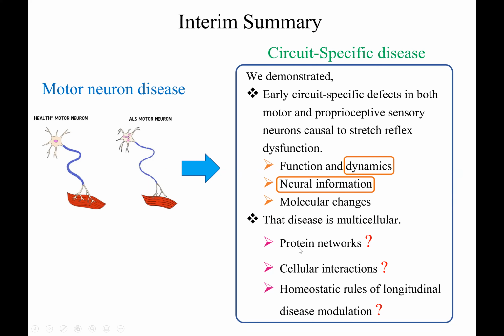There are many questions that have arisen from these studies and many other similar studies. These have to do with understanding the protein networks, the cellular interactions, and also, once again, discovering the homeostatic rules of how disease modulates the nervous system in a longitudinal manner. These are all question marks because they require a lot more experiments as well as computational work to be combined to discover more in that area.